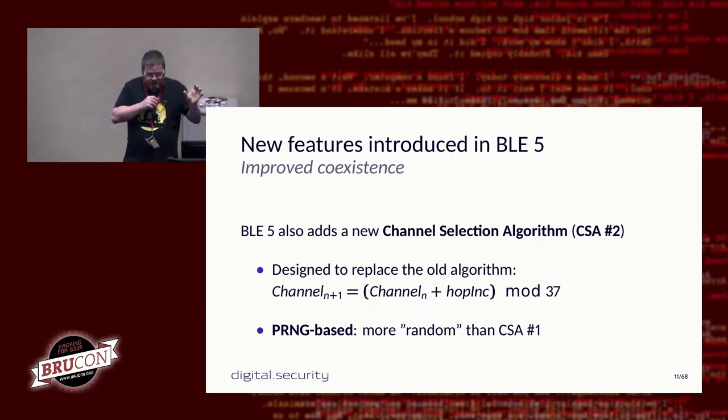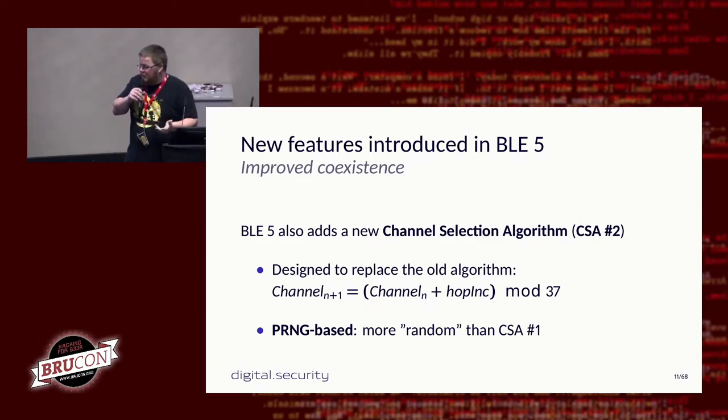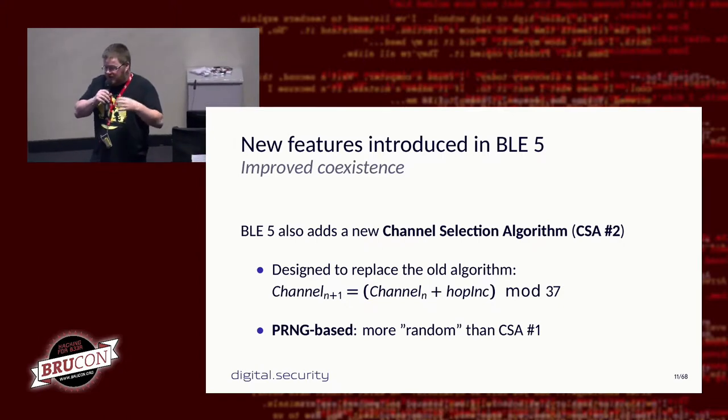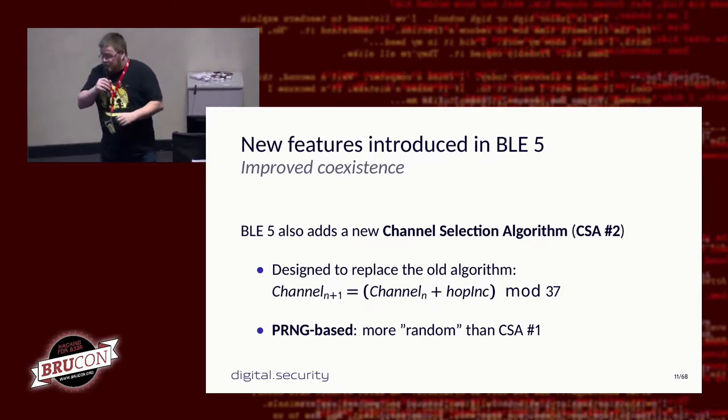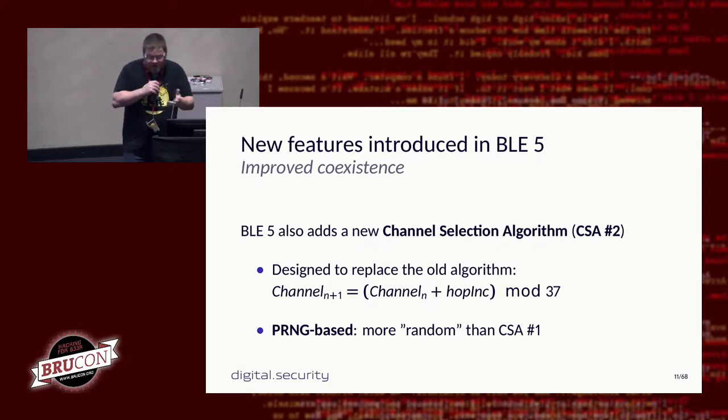You get the previous channel, you add some value called hop increment. This is a value set up by the master who creates the connection. And then you compute the mod 37 and you get the channel index you are going to use for the next channel. Since it's pretty basic, this also explains why in a very crowded area there are a lot of collisions of packets.